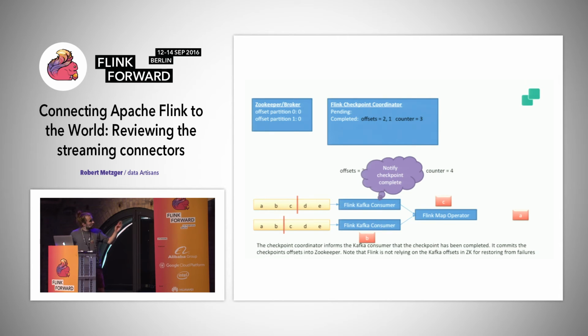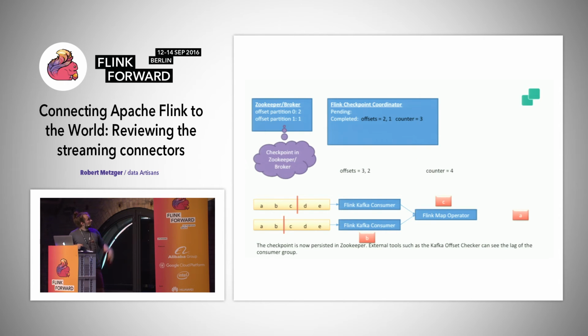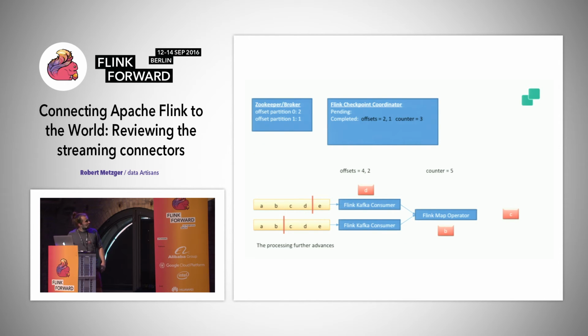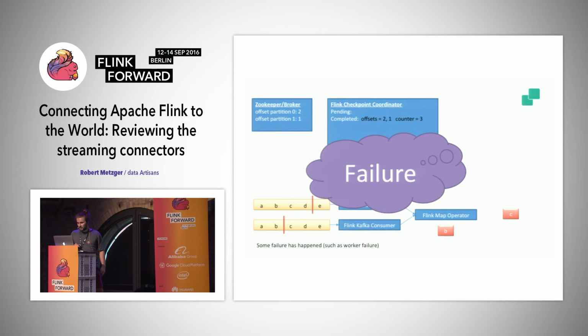And then once the checkpoint is complete, the checkpoint coordinator will inform the sources that the checkpoint was in fact complete, and at that point they also write these read positions to Zookeeper so that external systems can learn about this. And then once this whole checkpointing business is over, we just keep processing, so they read some more stuff, and then, oops, we have a failure.